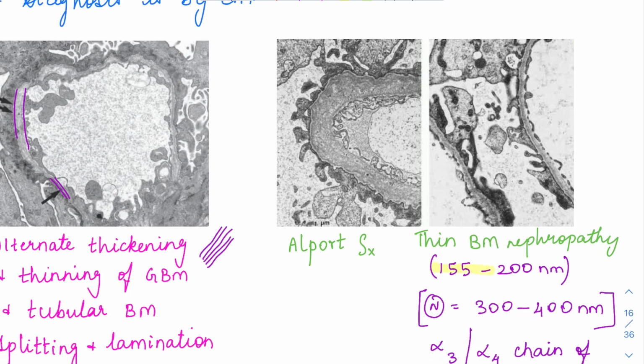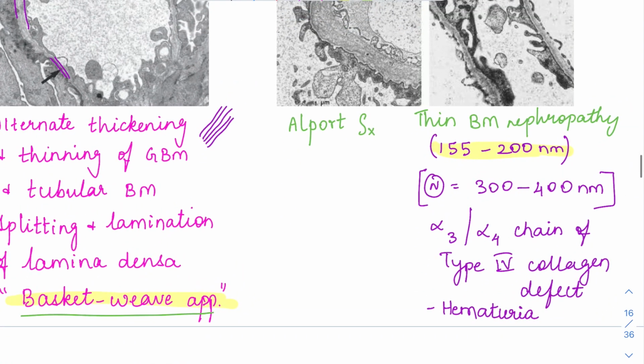However, in thin basement membrane nephropathy, the thickness of the basement membrane is going to be markedly reduced to around 200 nanometers. And here the alpha 3 and alpha 4 chains of type 4 collagen are going to be affected. So 3 chain for Goodpasture's, 3 and 4 for thin basement membrane nephropathy, then 3, 4, 5, all 3 for Alport syndrome. Okay, remember it like that.